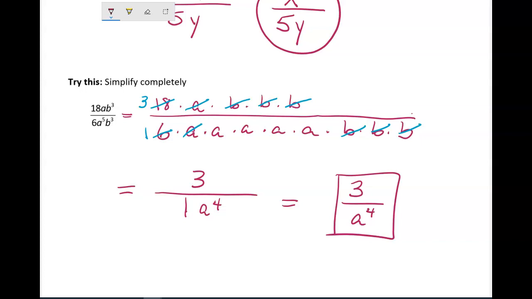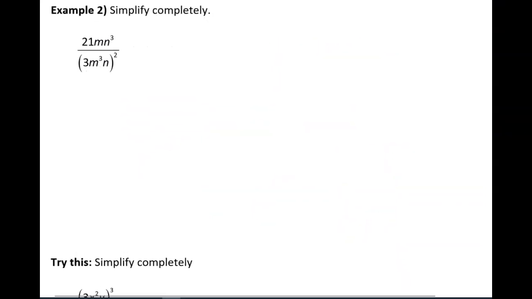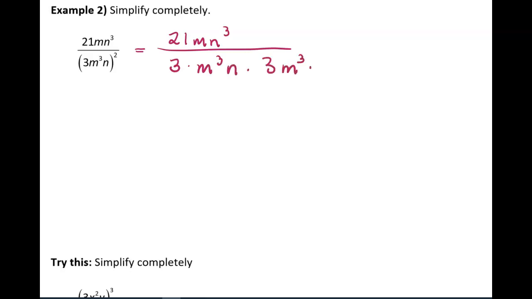All right, let's take this to another level, different type of question. And so in this example, we have parentheses here. So we've got to address the parentheses first. The very first thing that I'm going to do is write the denominator out in expanded form by squaring the parentheses. So that'd be 3m cubed n times 3m cubed n.